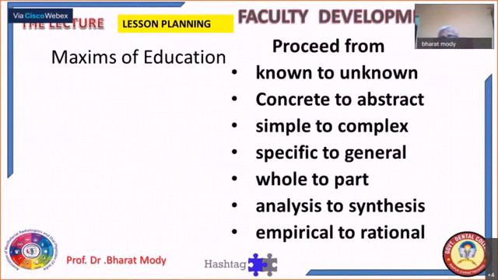So basically, what we do in education is take the students from the known to the unknown, from the concrete to the abstract, simple to the complex, specific to the general, whole to the part, analysis to synthesis, empirical to rational. Out of these, the first three parts are generally at level 1, that is what the student should know, recall memory, whereas the rest will go into depth of knowledge 2, 3, as well as depth of knowledge 4. So this is how you take the students from the simplest to the complex.